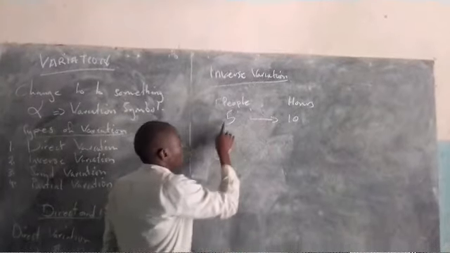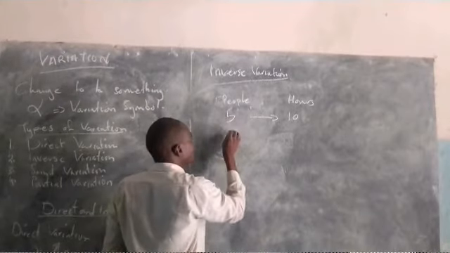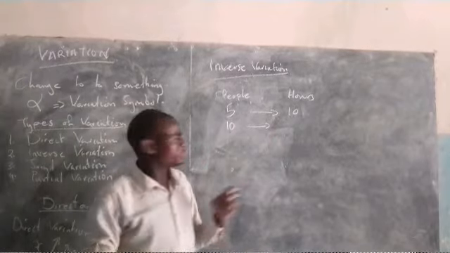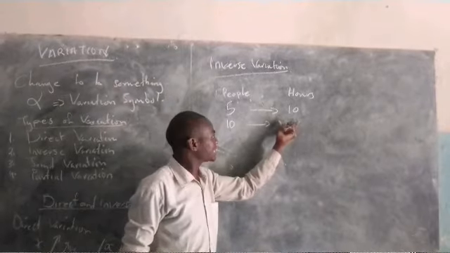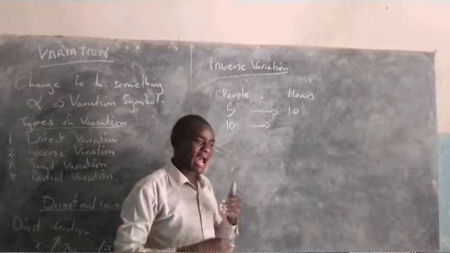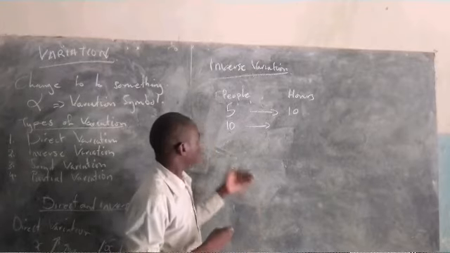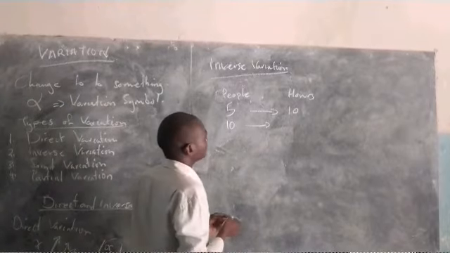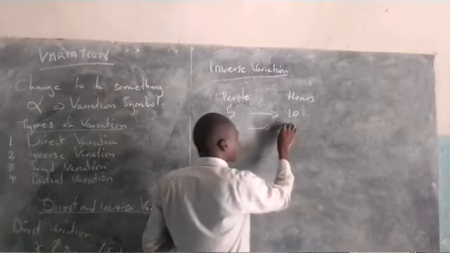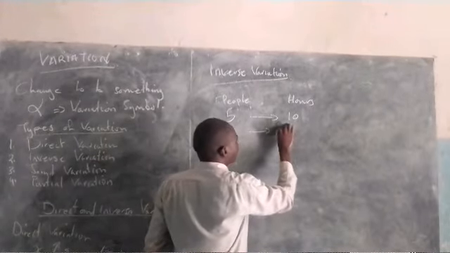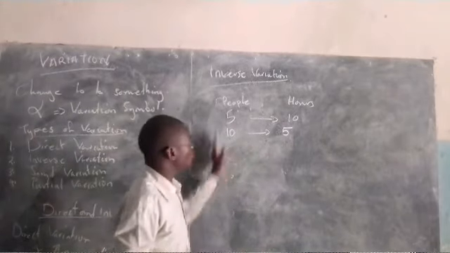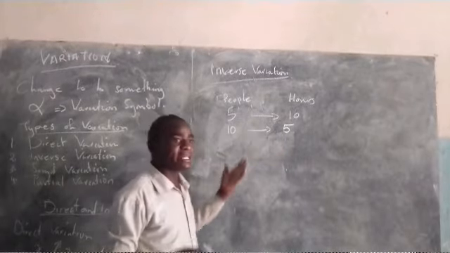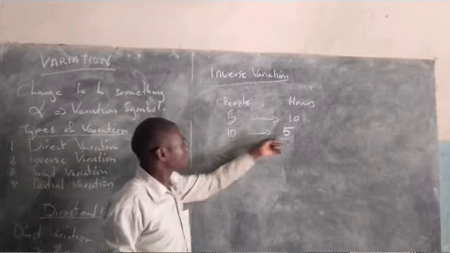Now, what if you increase the number of people from 5 up to 10? How long do you think these people can do the work, provided they work at the same rate? When you calculate, you find that it may take them about 5 hours to finish the work. So 10 people are likely to take 5 hours.